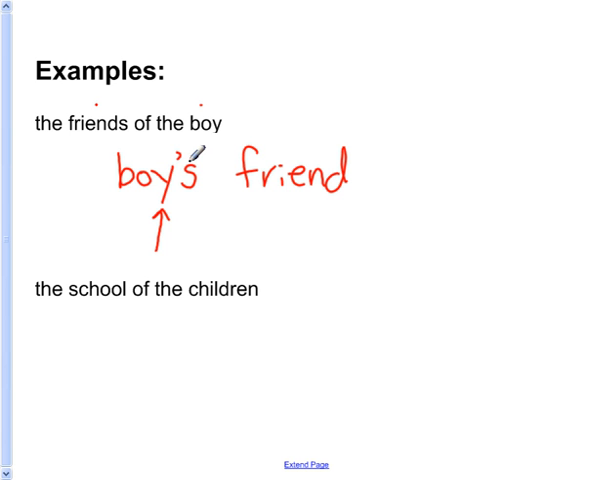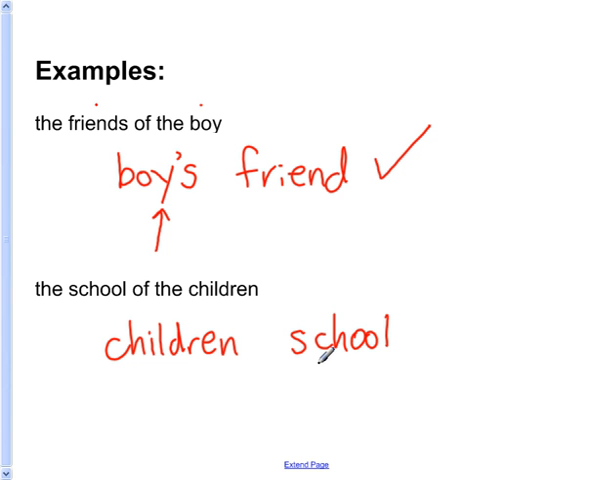Therefore, just leave the apostrophe S as is. Boy's friend is correct. Let's look at this: the school of the children. Children is the owner or the possessor. School is the item being owned or possessed. Again, possession does exist. It passes the of test.